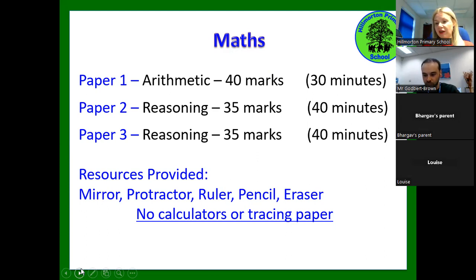We do provide some resources. They've got a mirror that they can use for things like symmetry questions, a protractor for angle questions, a ruler, a pencil, and a rubber. But that's the only equipment they're allowed. Obviously, the children will spend time in class practicing using mirrors and protractors, so they know how to use that equipment. Sometimes there aren't any questions that you need a protractor for, but they pop up every few years. They will have their own equipment on their table for them to use. They don't need to share.